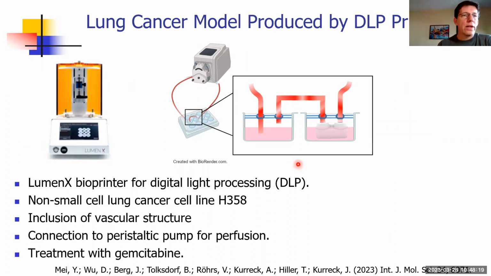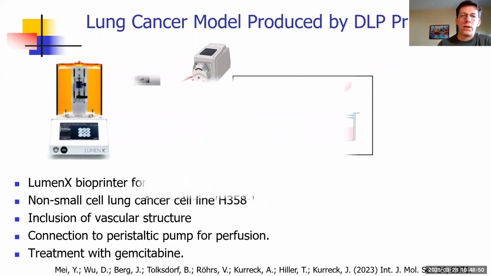Katrin also already introduced that she could help us with some financial support from her governmental organization. And so we could buy this Lumen X stereolithography printer or DLP printer from this funding. And we produced a vascularized tissue model, which we then connected to a peristaltic pump. So we had a perfusion of our tissue model.